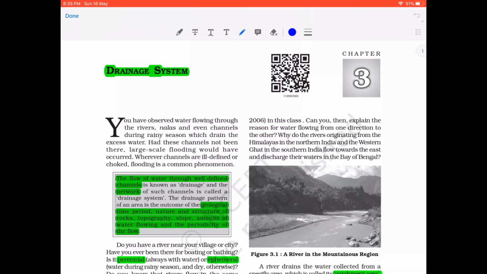The drainage system is nothing but the flow of water that is passing through a well-defined route, otherwise called channels, is called a drainage, and such a number of drainages together forms a network which is called a drainage system. These drainage systems are formed with different patterns that are based on these parameters, which are geological time period, nature and structure of the rocks, topography, slope, amount of water flowing, and the periodicity of the flow.